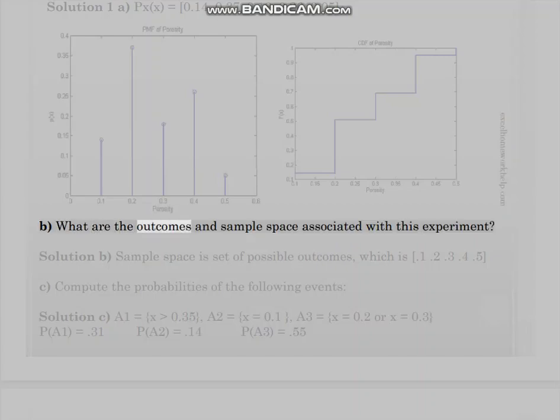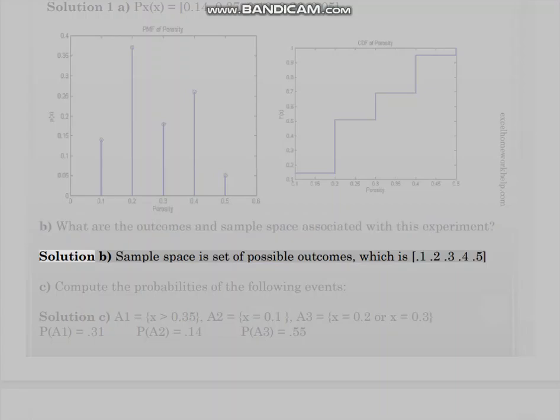B. What are the outcomes and sample space associated with this experiment? Solution B. The sample space is the set of possible outcomes, which is 0.1, 0.2, 0.3, 0.4, 0.5.